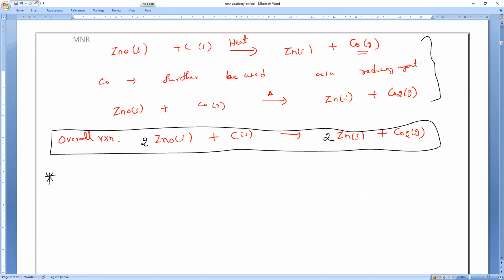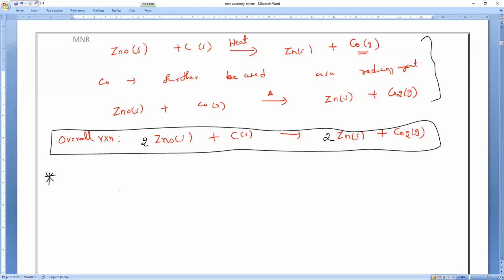If already oxide is there, check the iron ores. Iron ores, we directly have iron 3 oxide. Is there any sulfide ore for iron? No, sir. So we are already having oxide ore only. Even carbonate ore is also not there. Am I right or wrong, guys?